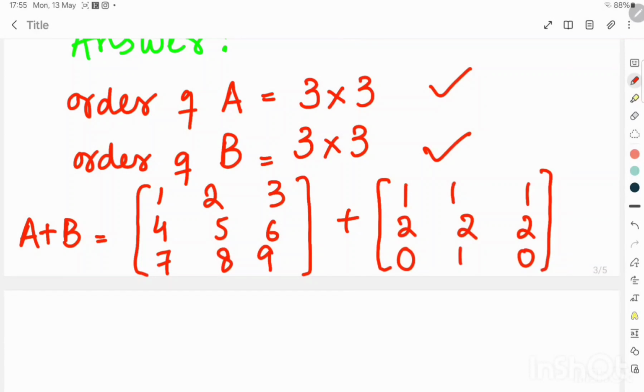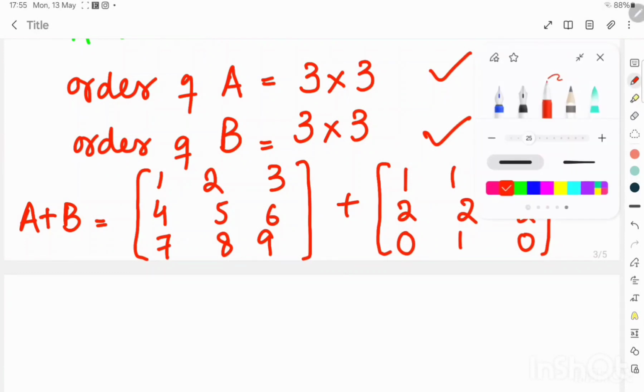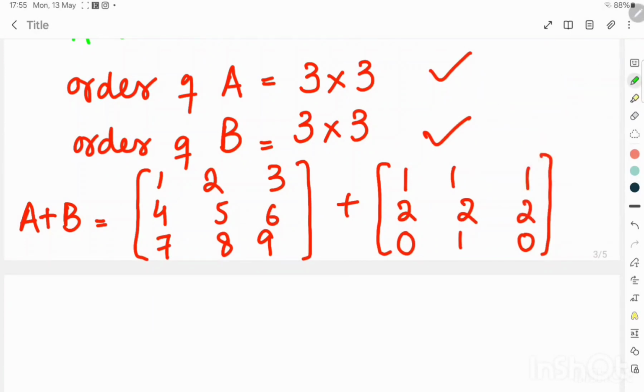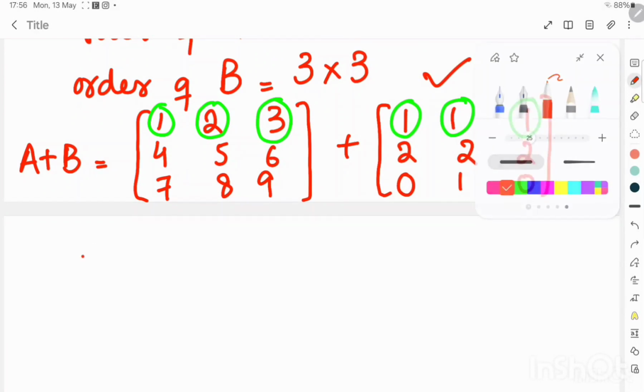Okay, student. Now how will we add both matrices? Student, here you can see how I add both matrices. That is, the first element of the first matrix will be added with the first element of the second matrix. Similarly, the second element of the first matrix will be added with the second element of the second matrix. Similarly, the third element of matrix A will be added with the third element of matrix B, that is the second matrix. And similarly it goes on. Okay, now I will start. First I change the marker.